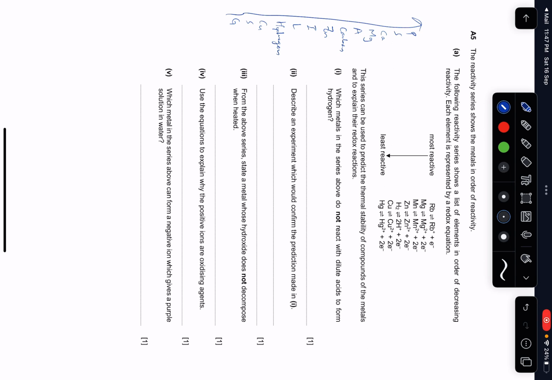So you need to know this series, and the idea of displacement. Alright, so let's take a look here. They say which metals. So before I do anything, I see the word there's an S here, so this is more than one. It says do not react with acid.